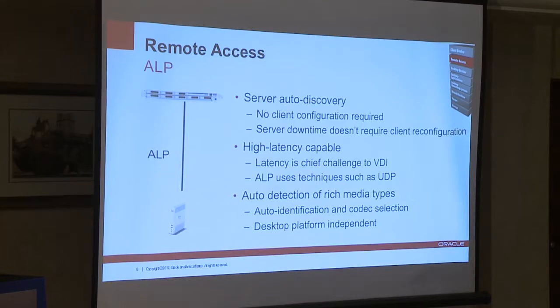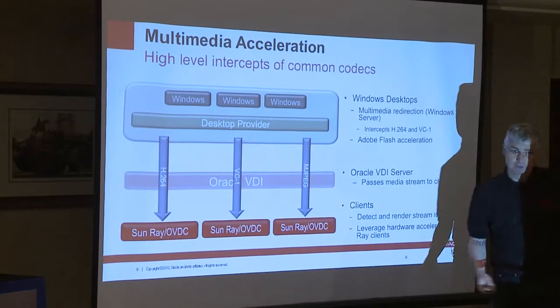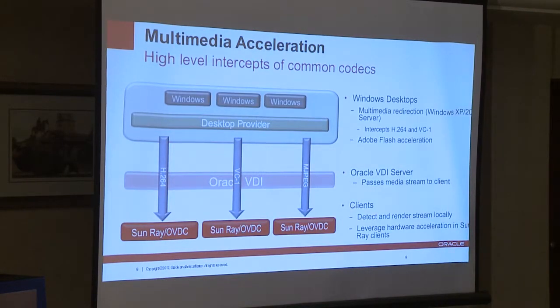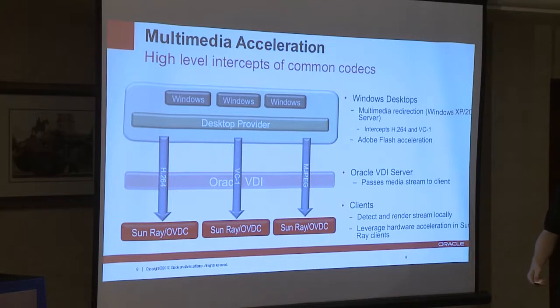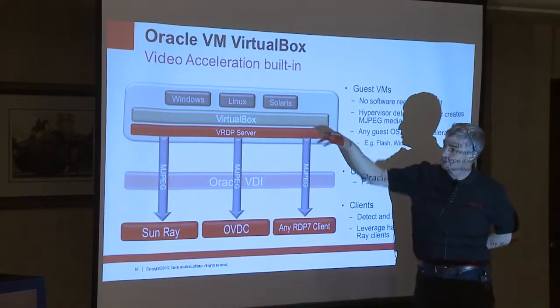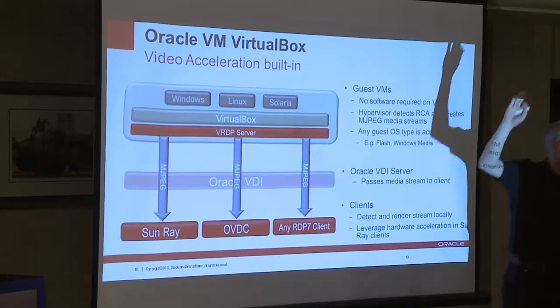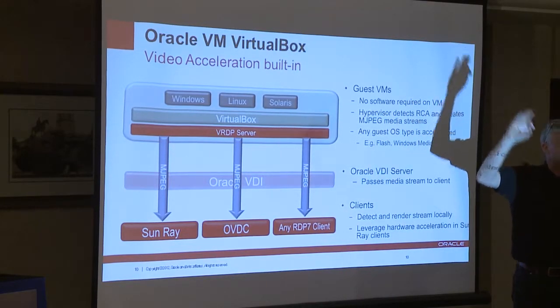Some of the other stuff we've done that's interesting is that multimedia is always the big challenge for how you can deliver rich content. So we've got a whole range of technologies to accelerate multimedia, ranging from intercept technologies, where you stick something into, say, the Windows desktop to accelerate delivery of things like H.264, to a general purpose kind of acceleration, which is in our virtualization layer called VirtualBox. How many people have heard of VirtualBox? A new version came out last night.